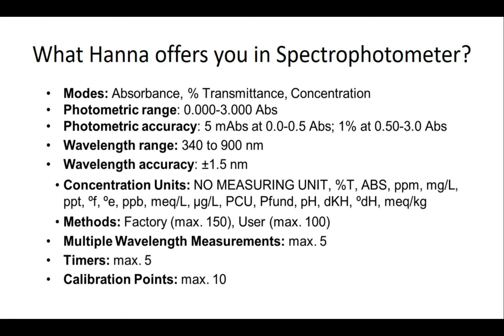Then what does Hanna have to offer? Hanna offers the HI801-02 Spectro-Iris spectrophotometer, which has measurement modes of absorption, transmittance, and concentration. Other than this, for concentration you can measure units of ppm, milligrams per liter, ppt, PCO, PFN, many of them. The wavelength range is the visible spectrum only. We have a photometric range from 0 to 3 absorption. Hence, you can use this spectrophotometer in your research labs as well. Then you can have a maximum of 5 wavelength measurements. Then there are 5 timers. You can set a maximum of 5 timers if you have to set a reaction timer, and then you can calibrate up to 10 maximum points for a user defined method.